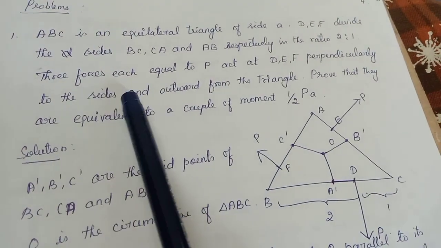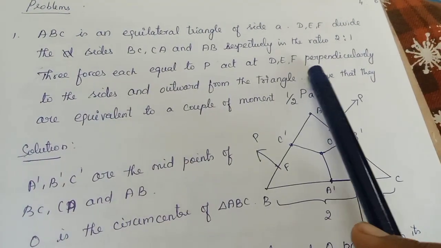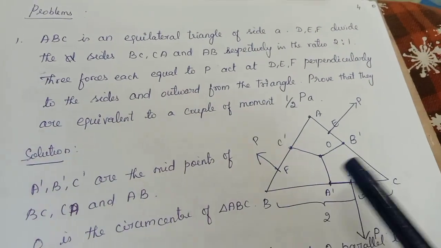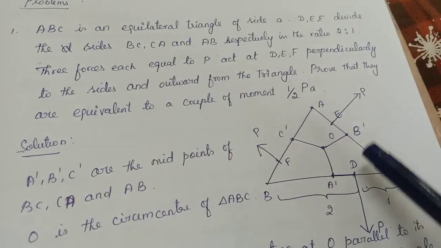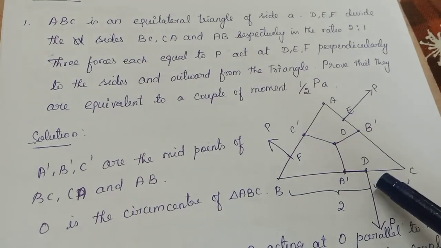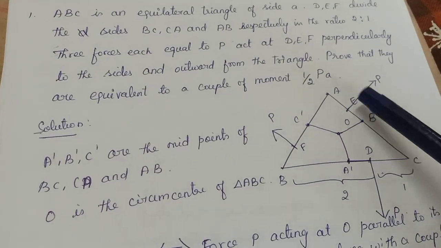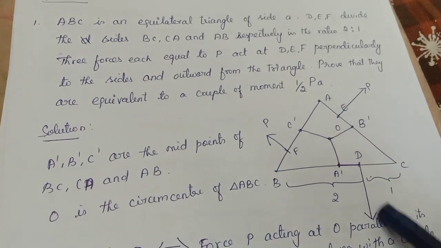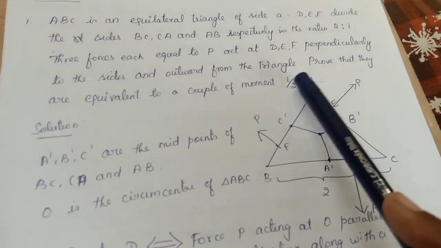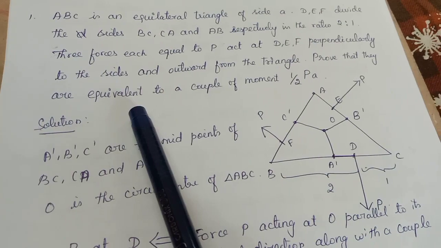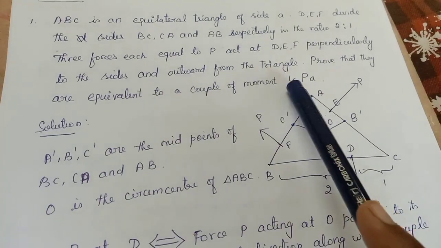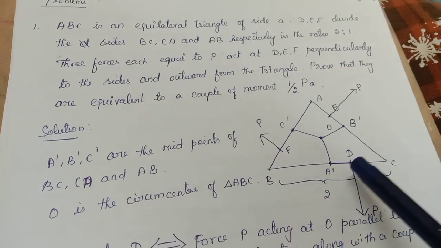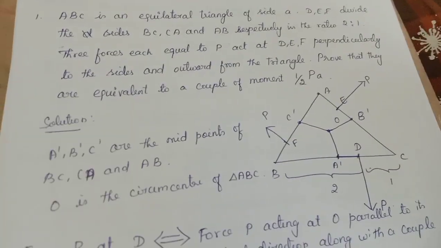Three forces each equal to P act at D, E, F perpendicular to the sides. At D, E and F I have three forces, all of equal magnitude, acting perpendicular to the respective sides. So P I have represented here. Prove that they are equivalent to a couple of moment 1/2 into P into a. So we want to find the resultant of these three forces.